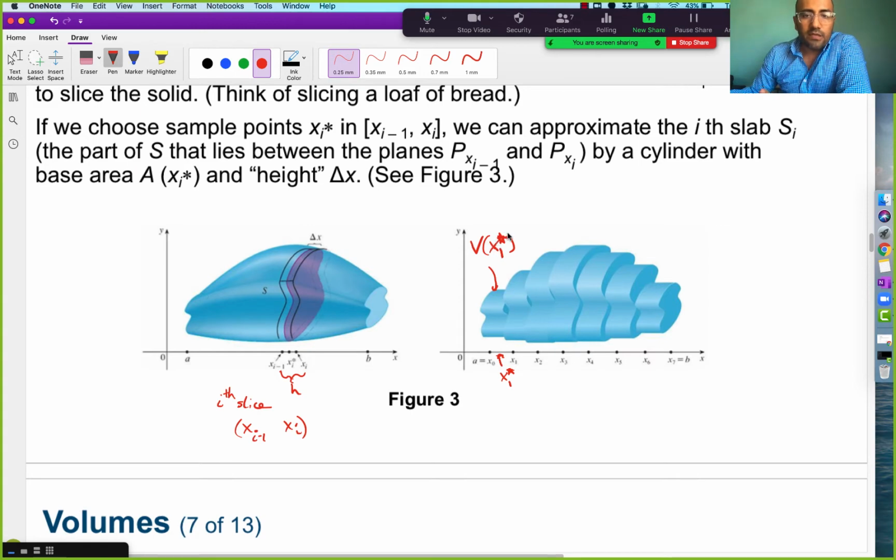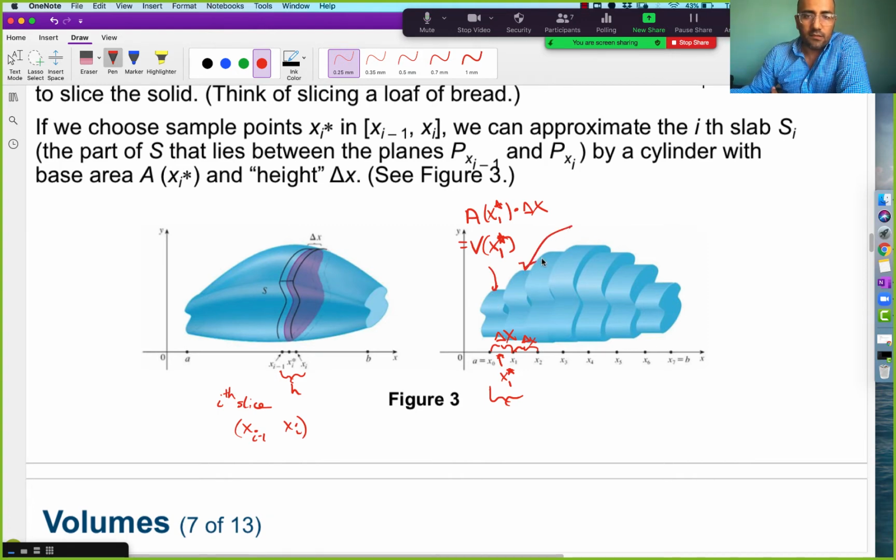That volume is going to be equal to the delta x, which is the difference between these two values. The difference between any of these two values is delta x. So the volume is really going to be equal to the area, that's a function of x sub star 1, times delta x. And that'll give me the volume of that first slice.